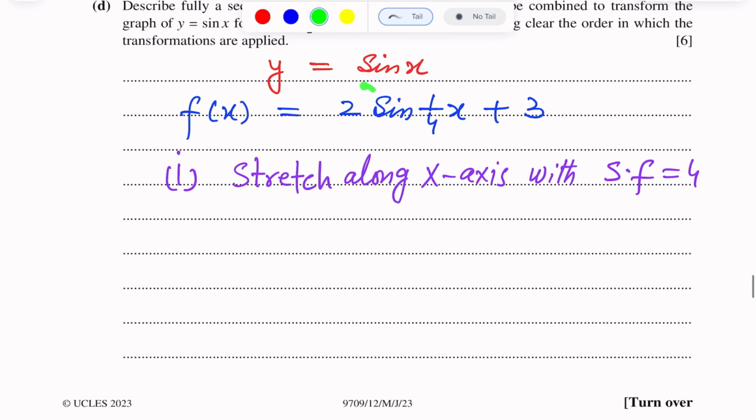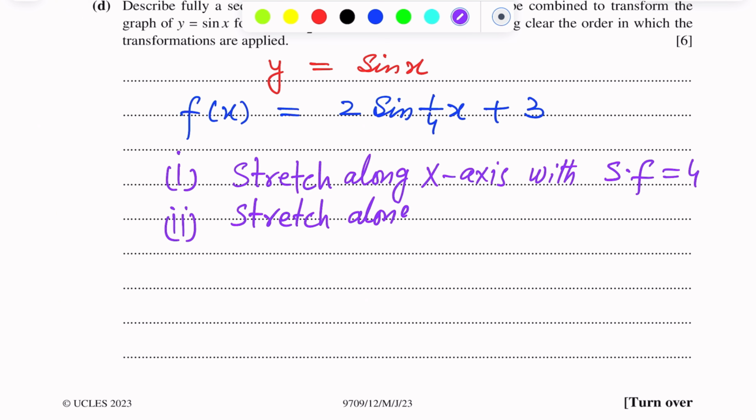horizontal translation is not in this. Next is stretch along y-axis, because there is a multiple of the function, that is 2. We write here number 2 in order: stretch along y-axis with scale factor 2.